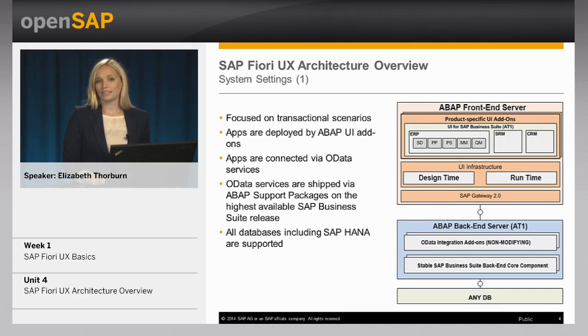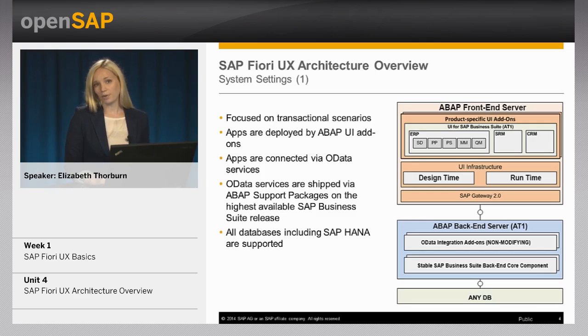This is the detailed architecture of the transactional app types. Let's take it from the top. The ABAP front-end server contains all the infrastructure components to generate an SAP Fiori app-specific UI for the clients and to communicate with the backend systems. The product-specific add-ons are the specific UIs for each SAP Fiori app. The UI infrastructure provides the common infrastructure needed for all SAP Fiori apps and contains the SAP UI5 control library and the SAP Fiori Launchpad.